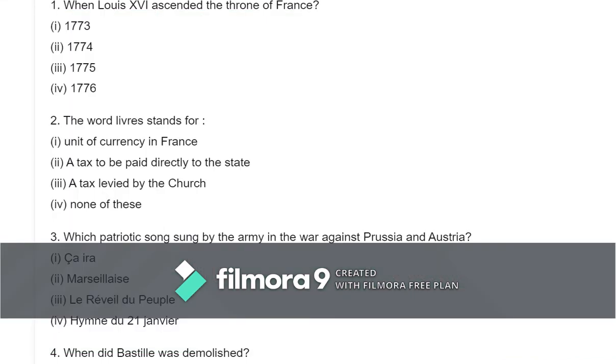Our first question is, when Louis XVI ascended the throne of France? So Louis XVI ascended the throne of France in 1774. He belonged to the Bourbon dynasty. He was just 20 years old when he ascended the throne, and he was welcomed by an empty treasury.